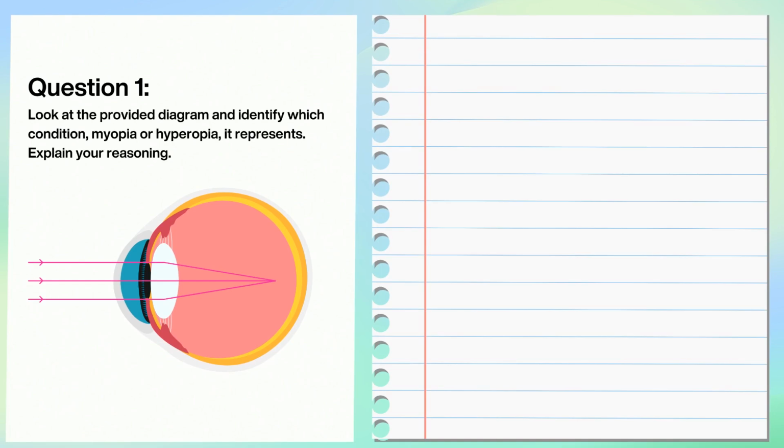Let's work through this question to consolidate our knowledge on the common defects of the eye. Look at the provided diagram and identify which condition, myopia or hyperopia, it represents. Explain your reasoning. Pause here to have a go.